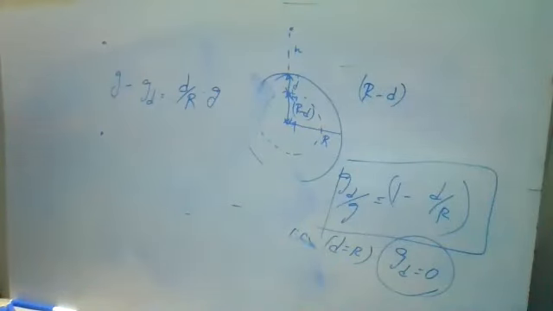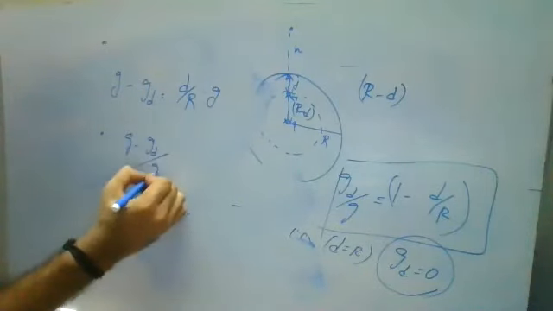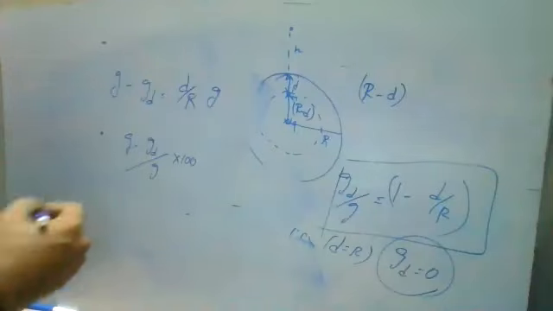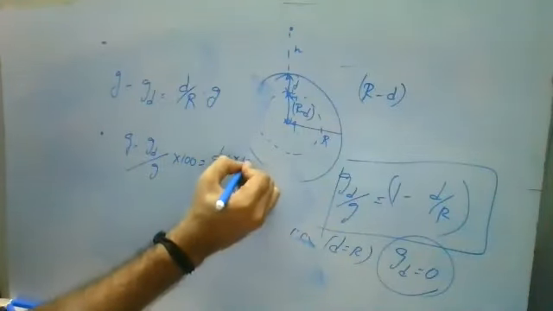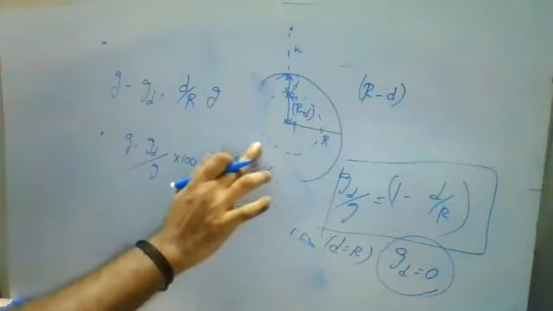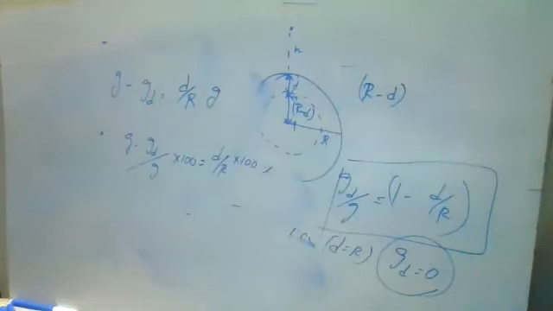Second formula: percentage decrease in the value of small g at a depth d. I'll repeat. Percentage decrease in the value of small g at a depth d is (g minus gd) by g into 100, which is equal to d by r into 100 percent. This is your decrease in the value, and this is your decrease in percentage. Done?